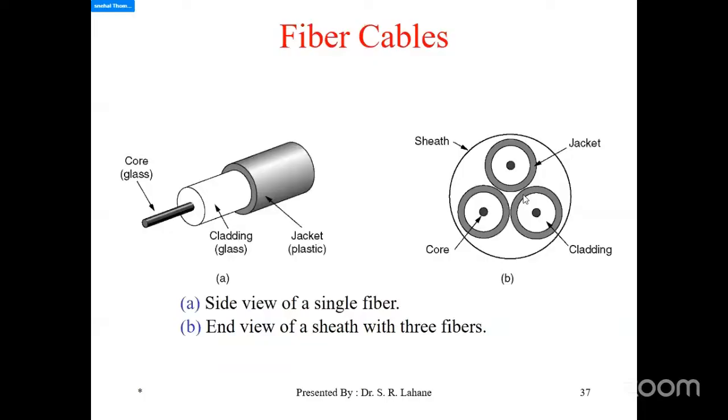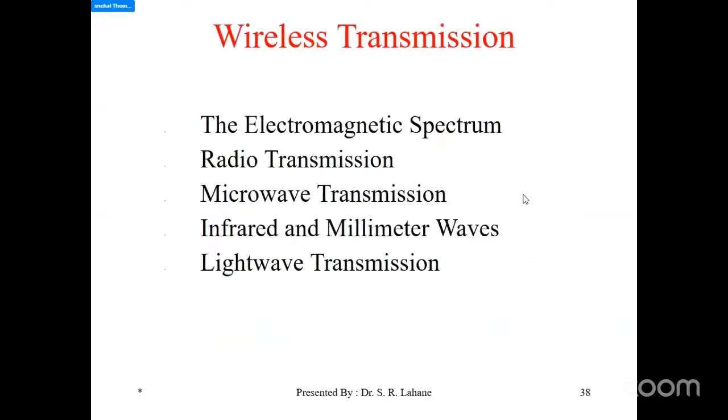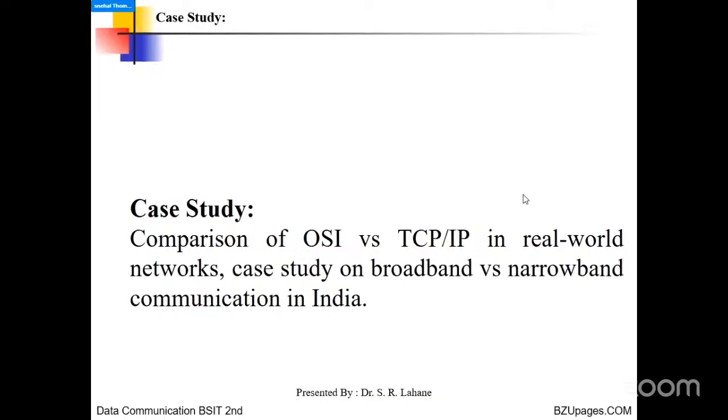Thank you. Sorry. Then next, wireless transmission. The electromagnetic spectrum, then radio transmission, microwave transmission, infrared and millimeter waves, and light wave transmission. These are the topics we need to cover briefly under the title wireless transmission. This is the case study. You have to visit our college network server room and compare the OSI model and TCP/IP model, to see where the OSI model or the TCP/IP model resides in our network. That is the case study for us.